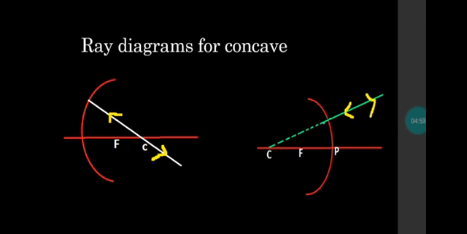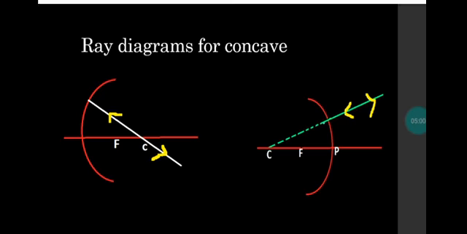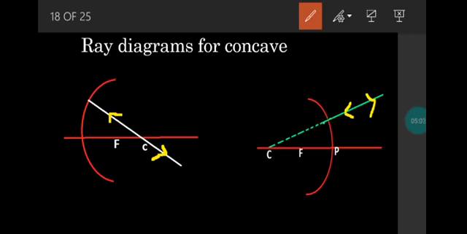Okay, next comes, it's a very easy rule. When a light ray is passing through the center of curvature, it bounces back. That means it moves in the same path. Okay, here you can see this. Here also, if a light ray is passing through the center of curvature, it bounces back. It's a very important question. From these three rules, you may be getting 1 or 2 mark questions to complete the diagram.